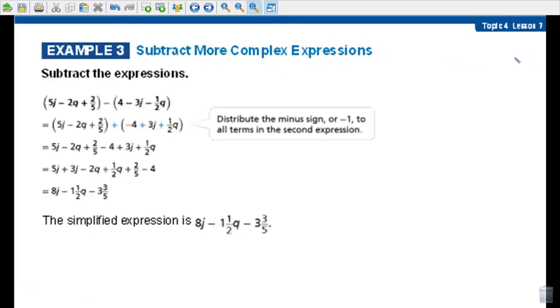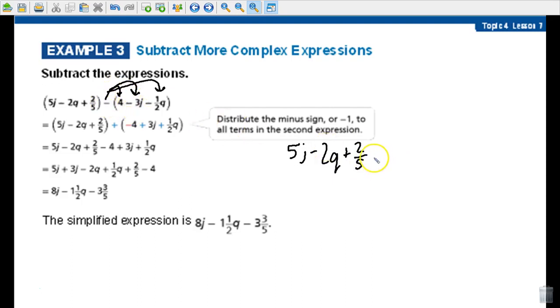Example 3. Subtract more complex expressions. Subtract the expressions. So what we have to do is distribute this negative to all the terms on the inside. So let's rewrite this. I've got 5j minus 2q plus 2/5.